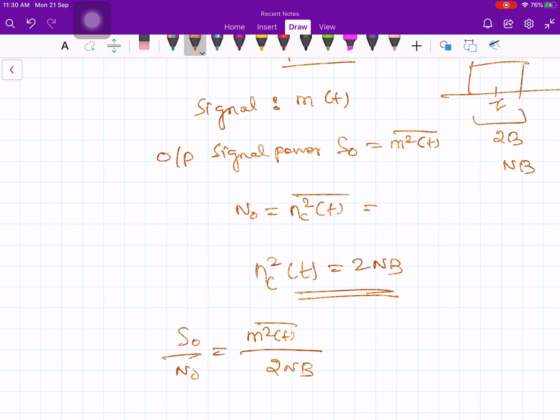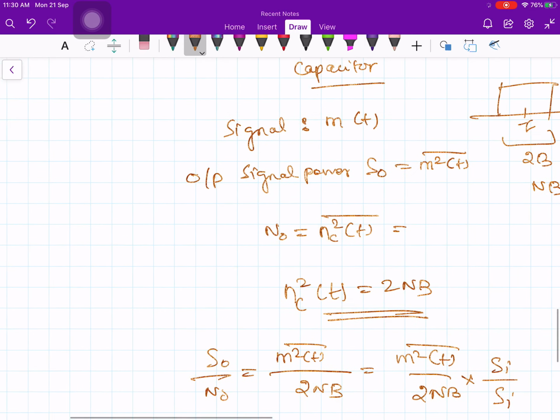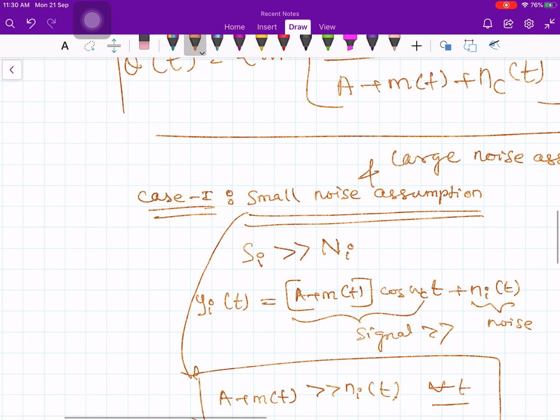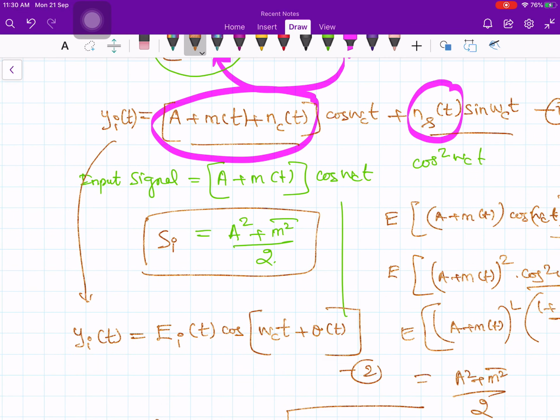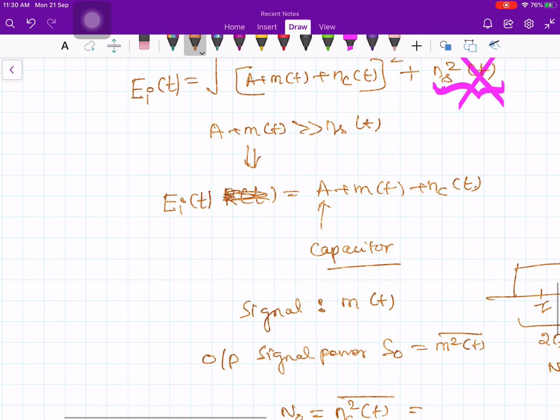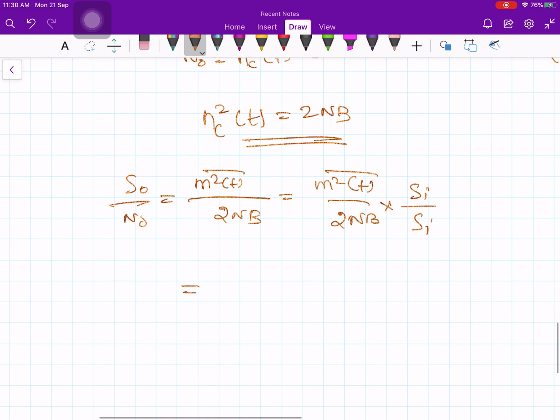Now let us write in terms of our benchmark gamma. For that, what you do is take the mean of m squared of t divided by 2Nb, and multiply both the numerator and denominator by the input power Si. What is Si? Si is, just now we got, where is it? Yeah, A squared plus the mean of m squared by 2. So substitute that here. Before that, let me rearrange this equation. Si by Nb, right?